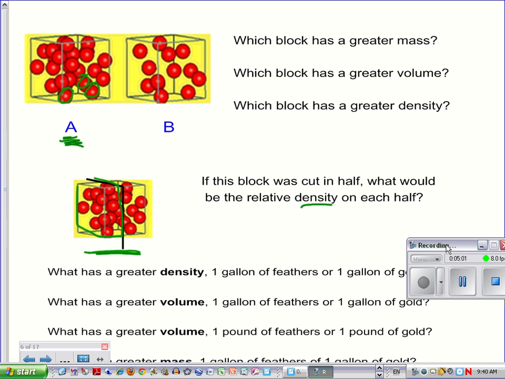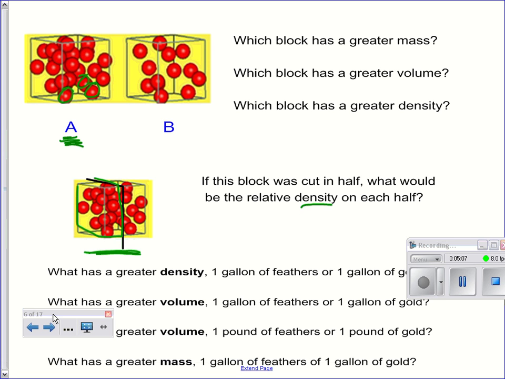feathers. In order to get a pound, you're going to need a whole bunch of feathers and not nearly as much gold. And then the last one says, what has a greater mass? A gallon of feathers or a gallon of gold? And then it's going to be your gold.